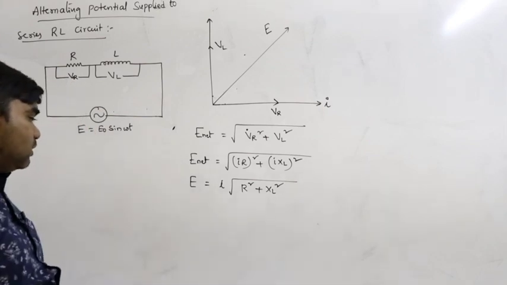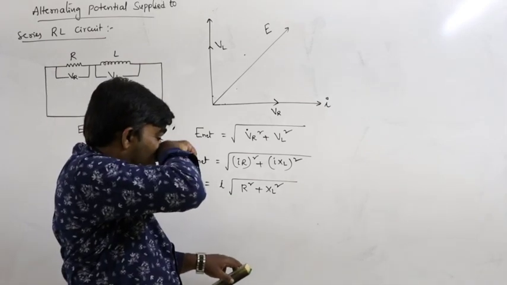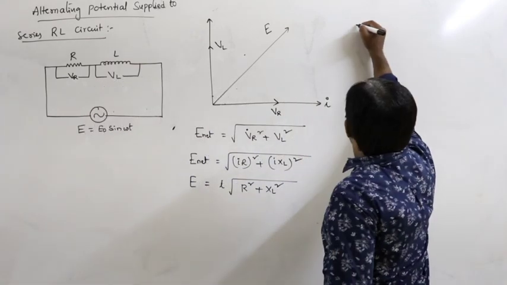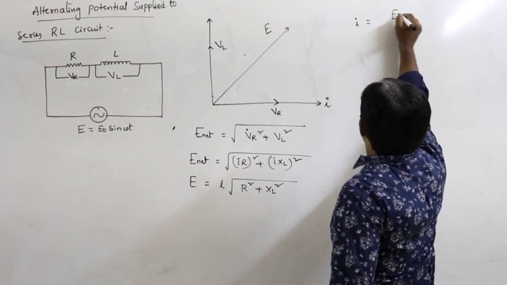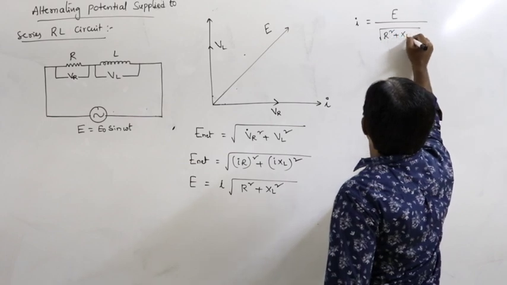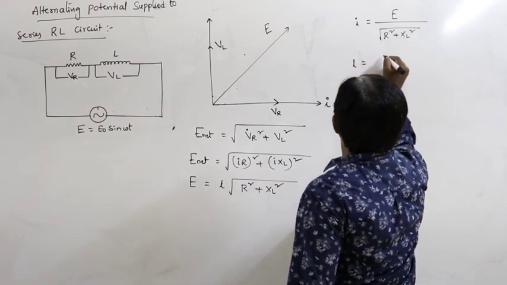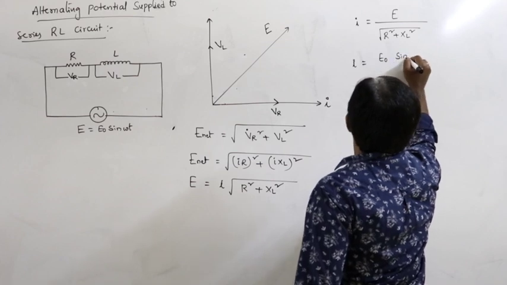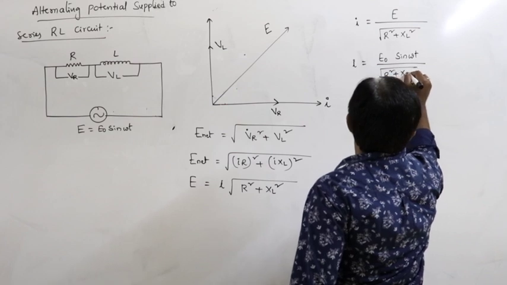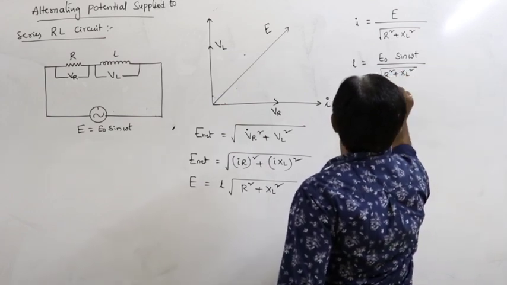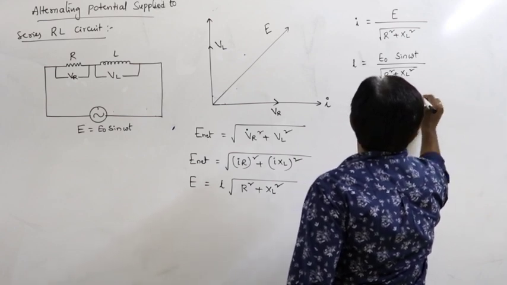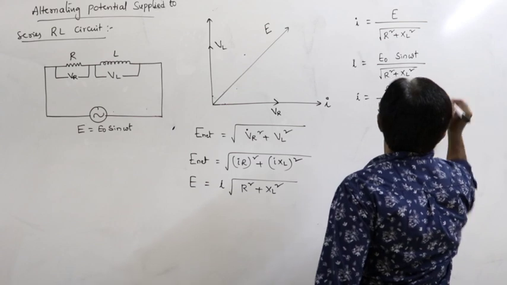E is equal to I into under root of R square plus XL square. So this is the situation. From this, I can be written as E by under root R square plus XL square. From this, with E equal to E naught sine omega t, I is equal to E naught sine omega t divided by under root R square plus XL square. Therefore, I is equal to E naught by under root R square plus XL square into sine omega t.